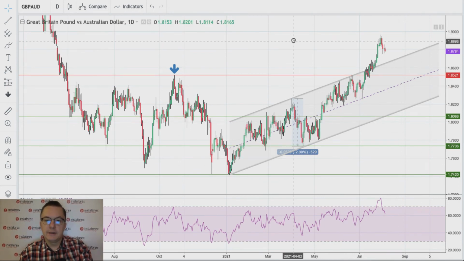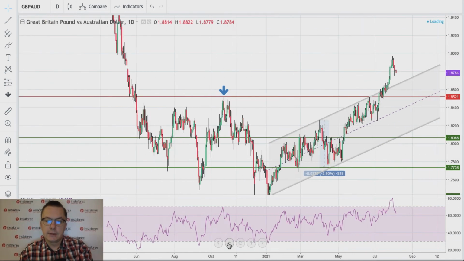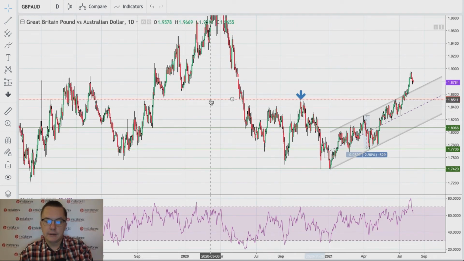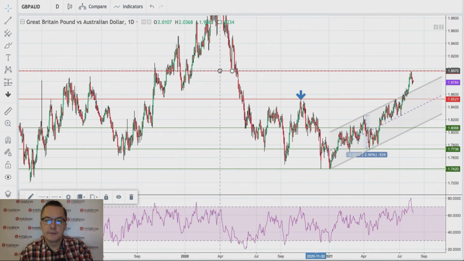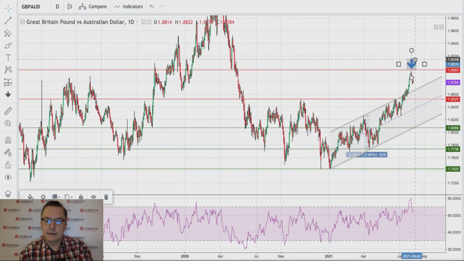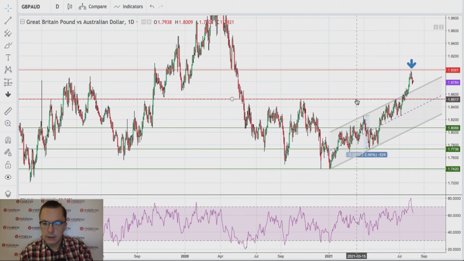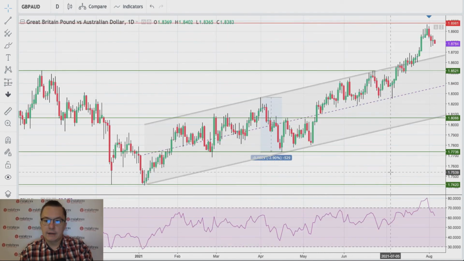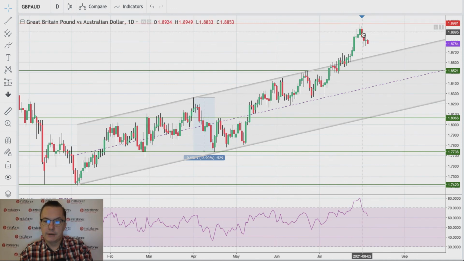Everything here is an uptrend, so there is no doubt about it. Recently we have hit the 1.9 level, because there is technical resistance here, so that's the key level for now. And the level of 1.8521 is now the key technical support for this market. So right now we have a bearish engulfing pattern here.